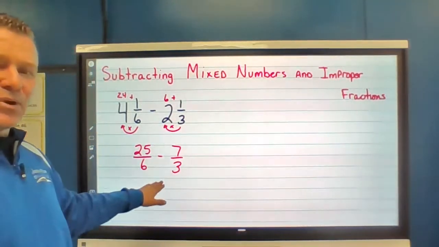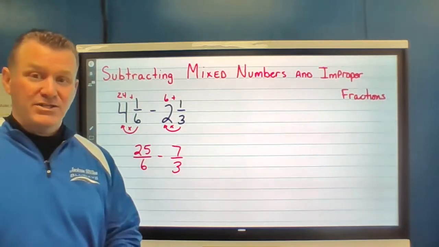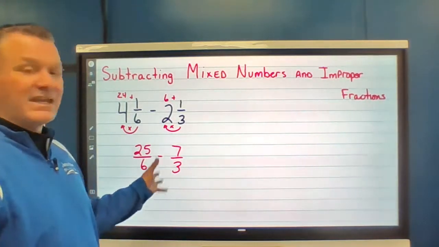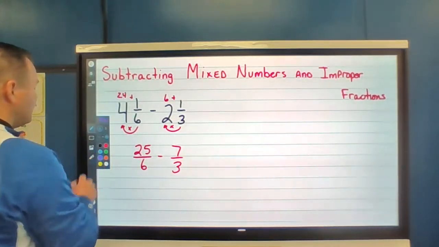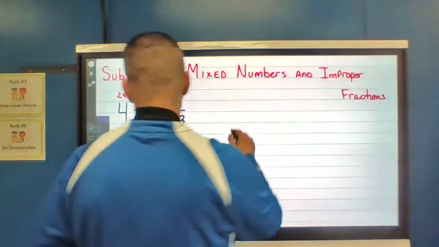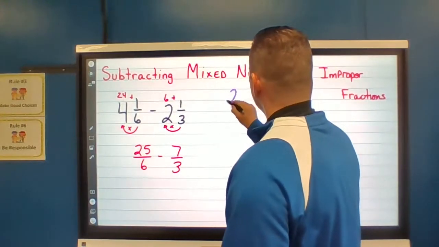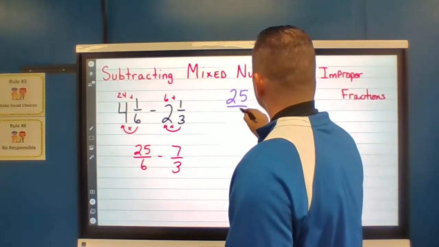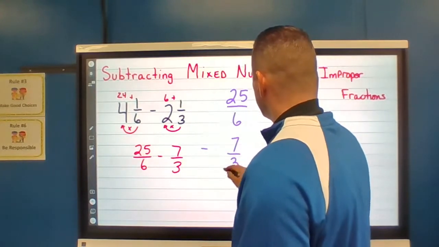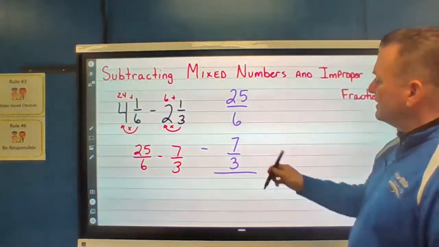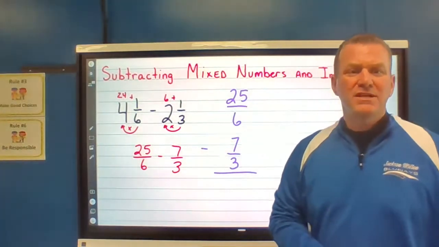Now, when you see that problem like that, it's a lot easier. Now I can stack them. So once I get them both converted to improper fractions, I can take 25/6 minus 7/3. Okay. Now, obviously, my denominators are not the same.